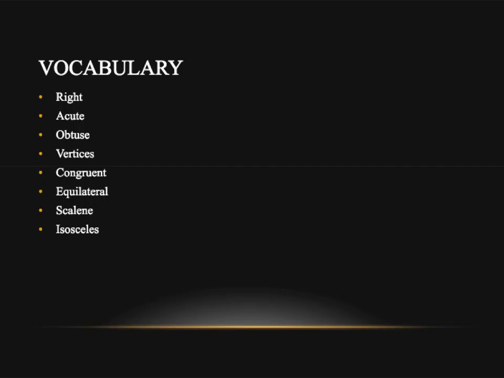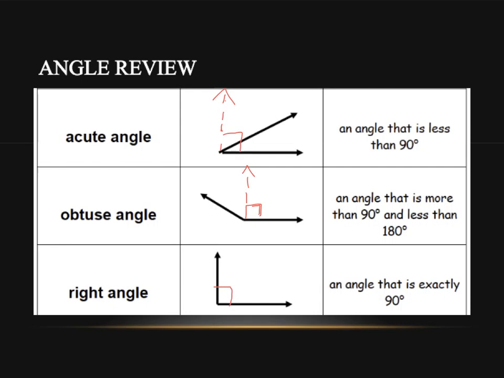So you'll remember from yesterday's video that we had the 3 types of angles: right, acute, and obtuse. We also talked about vertices, which is like the elbow of the shape. It's where the 2 lines make a corner, and it's also where these angles live. Congruent means that 2 shapes have either the same side measure or the same angle measure. Equilateral, scalene, and isosceles are the 3 types of vocabulary, or the 3 types of triangles that we're going to be talking about today in our video.